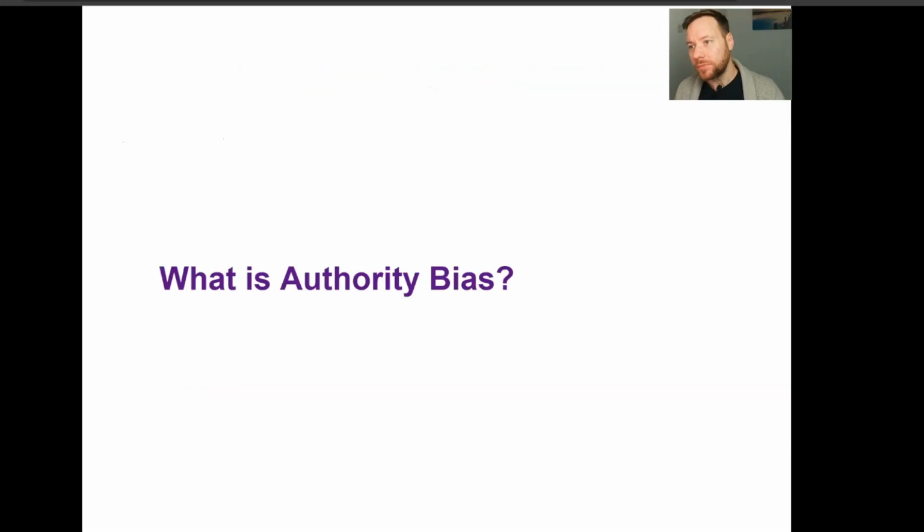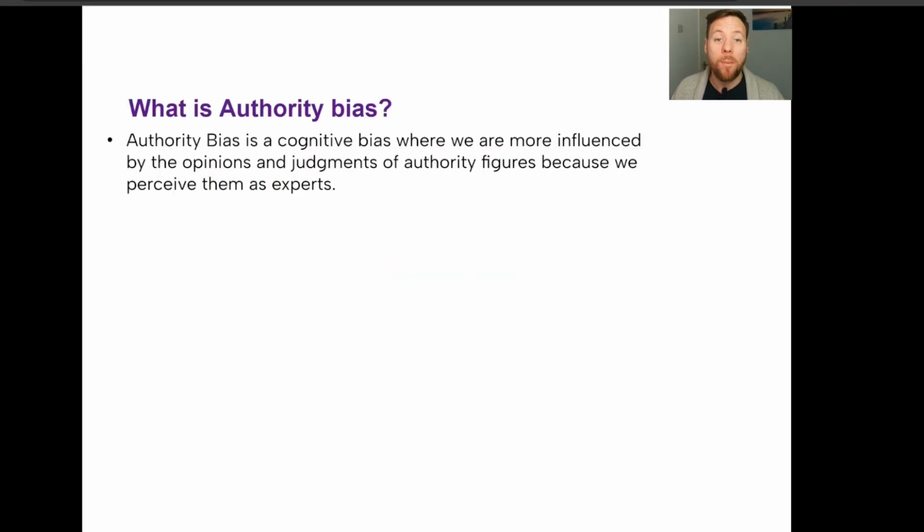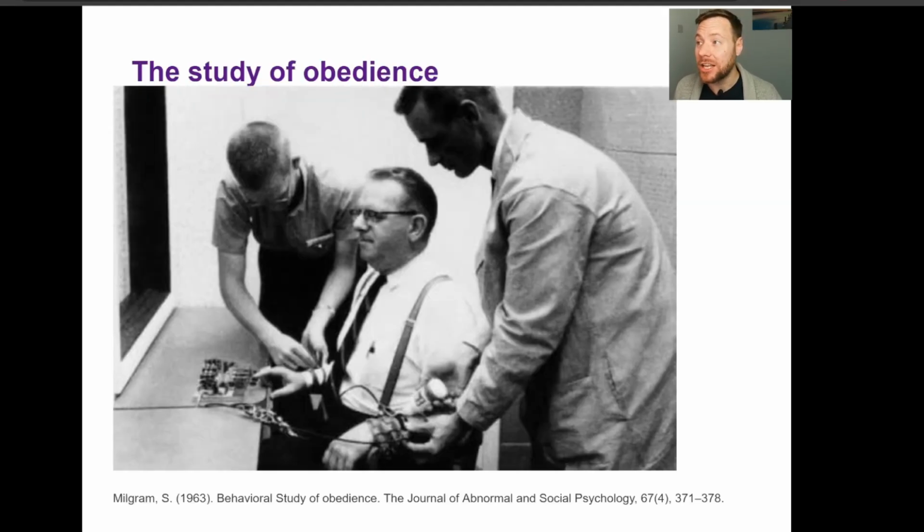Let's move on. So, what is authority bias then? Well, authority bias is a cognitive bias where we are more influenced by the opinions and judgments of authority figures because we perceive them as experts. So there's a famous study on this actually, and it's one of the most fundamental and controversial studies in behavioral science, and it is the Milgram experiment. The Milgram experiment completely changed everything that we know about compliance and obedience, and the study was to test if they could get a volunteer to administer deadly electric shocks to a person that they've never met before, just because an authority figure tells them to. This is super, super interesting, this study, and highly controversial as well. It wouldn't be able to be done today.